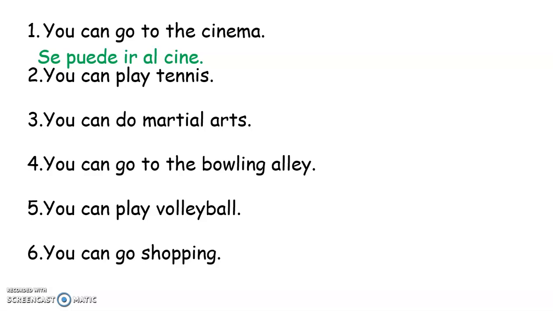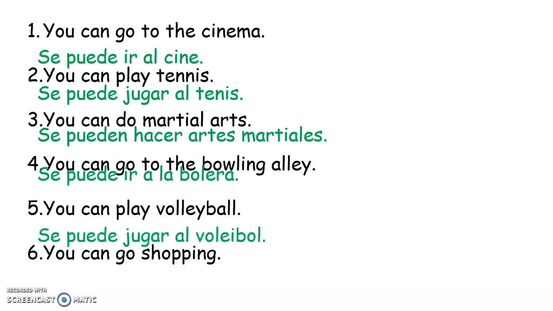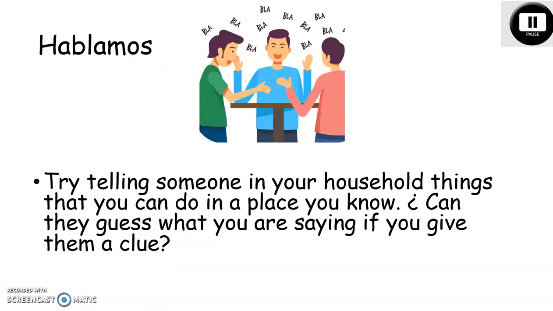Right, let's see how you did. Give yourself a tick for each correct answer and mark yourself out of 5 as I've given you the first one. Number 2, you can play tennis. Se puede jugar al tenis. Number 3, you can do martial arts. Se pueden hacer artes marciales. Number 4, you can go to the bowling alley. Se puede ir a la bolera. Number 5, you can play volleyball. Se puede jugar al voleibol. And number 6, you can go shopping. Se puede ir de compras.